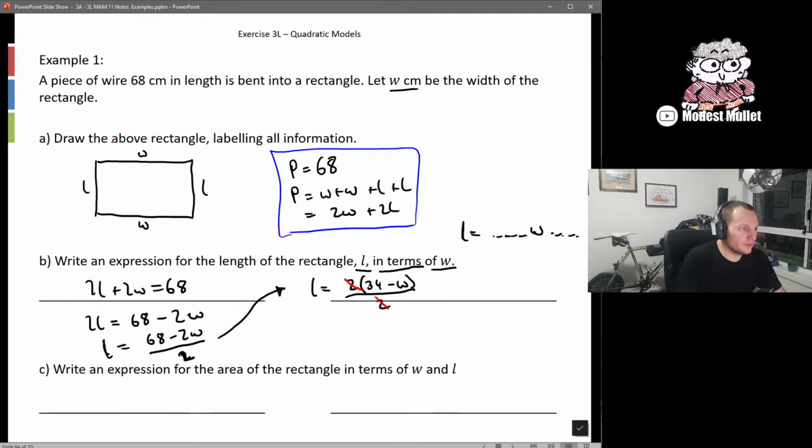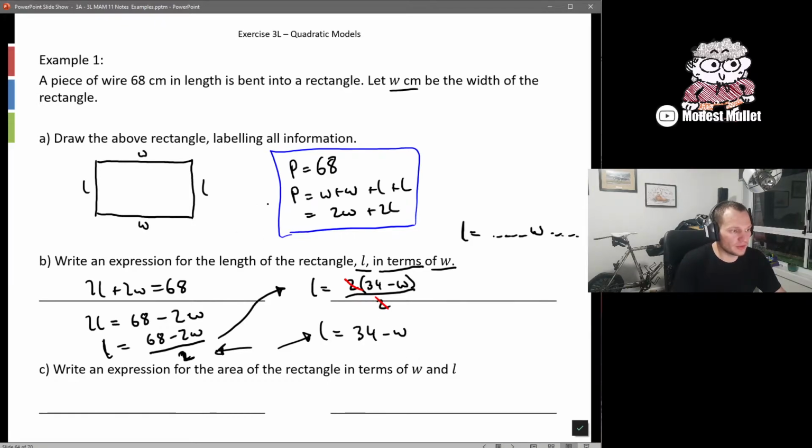Therefore we can cancel the 2 and the 2. So we get length is equal to 34 minus W. Either way, you had this answer on the left or this answer on the right. That's complete. Write an expression for the area of the rectangle in terms of width and length.